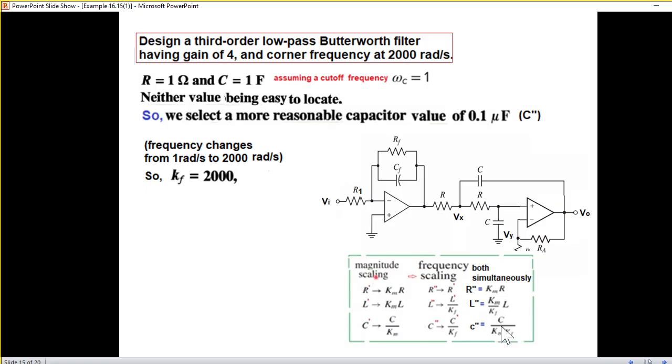From here, we'll find the Km factor. The Km factor is the factor which is used to find the new resistance value. This Km we need to find from this relation.